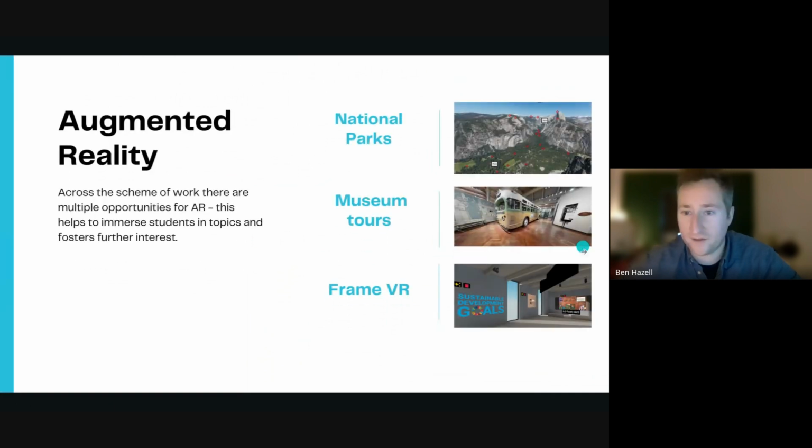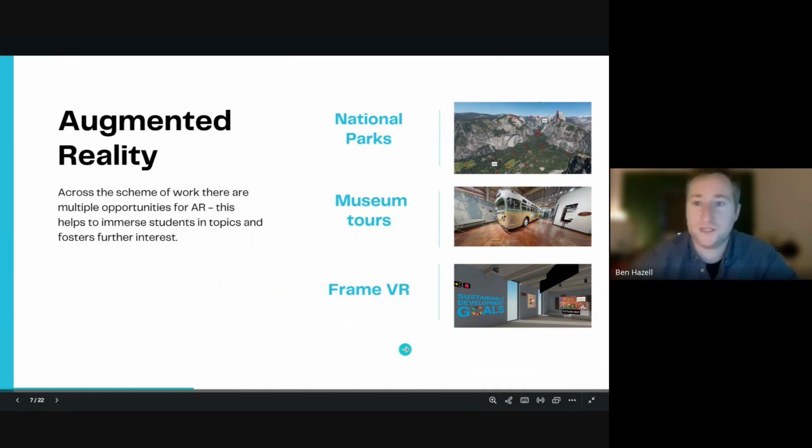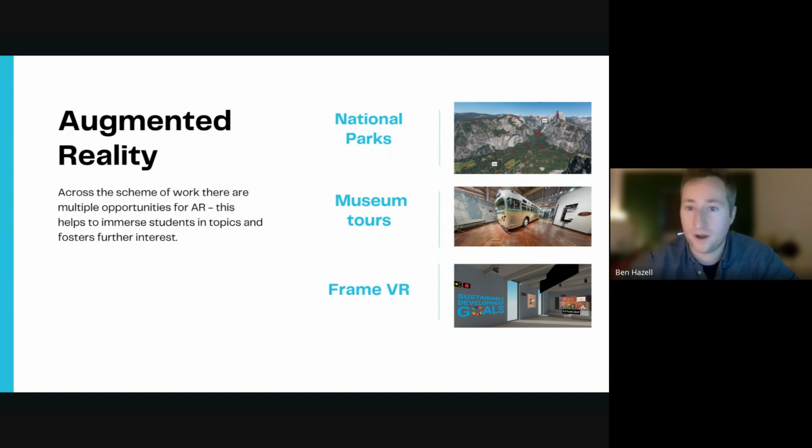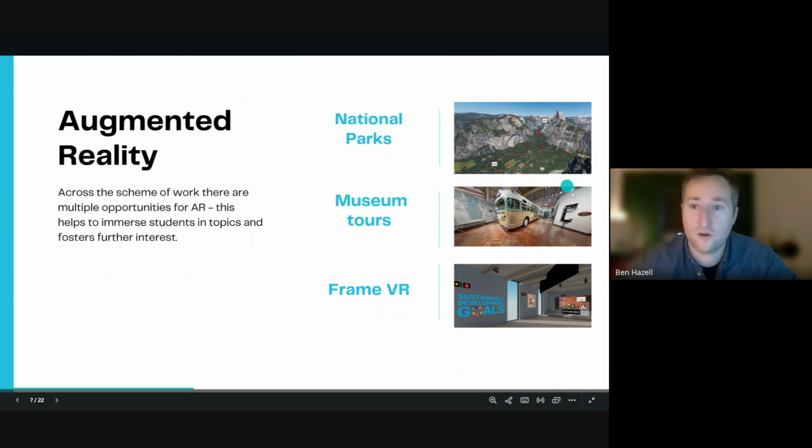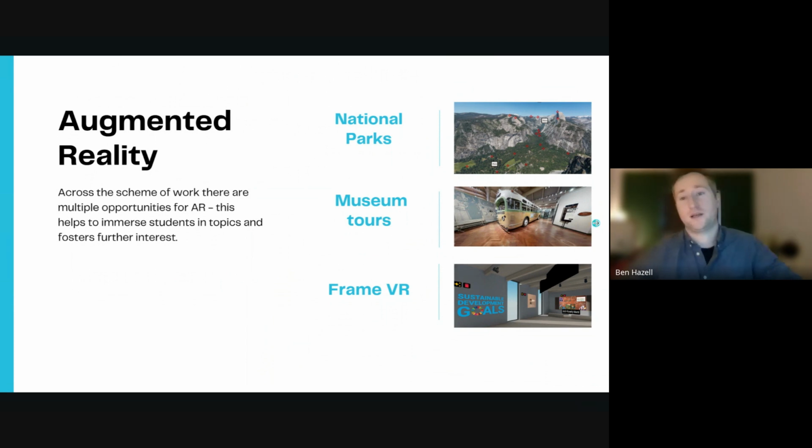This has been a fantastic revelation for me, using different methods of accessing amazing parts of the world, all from an online perspective. So some examples of augmented reality that we've looked at are national parks and museum tours. The ones that we can see here, this is a perspective of Yosemite National Park, where you can go around and explore all of the different things that the national park has to offer.